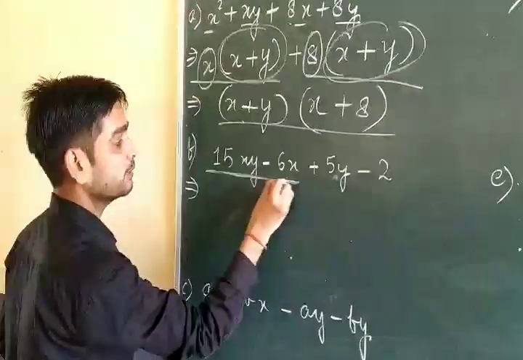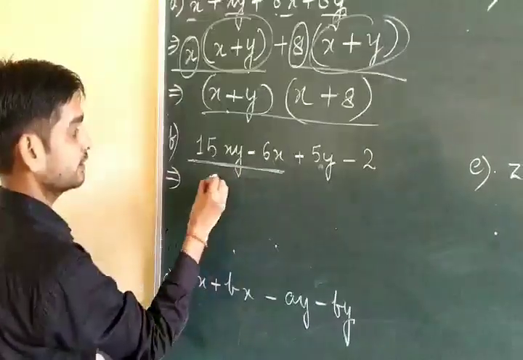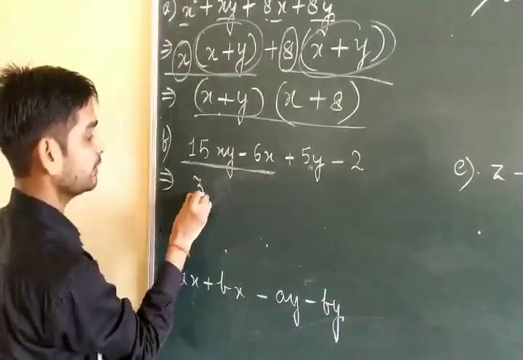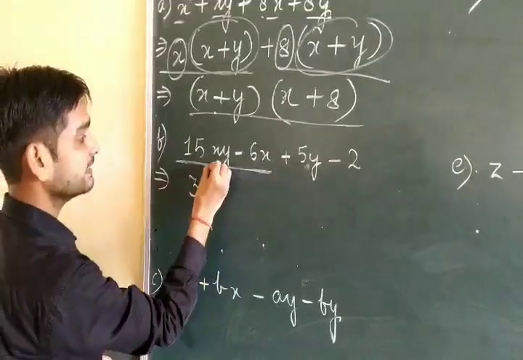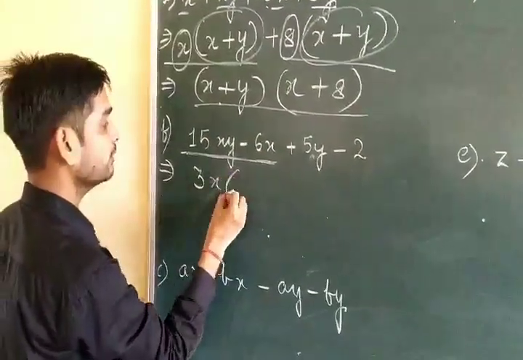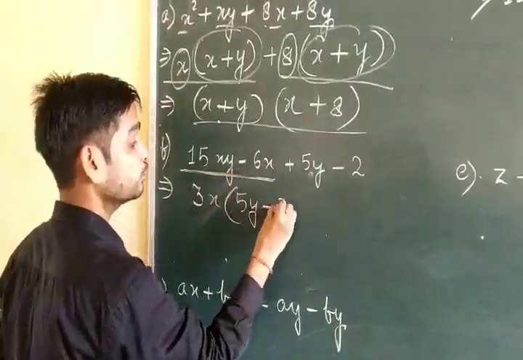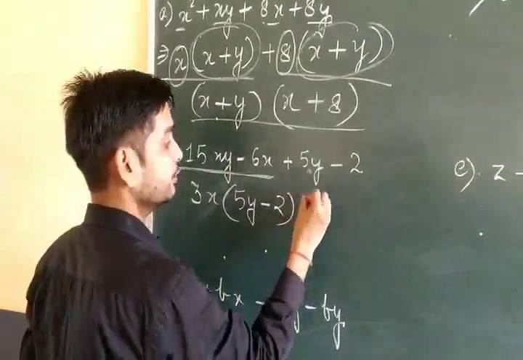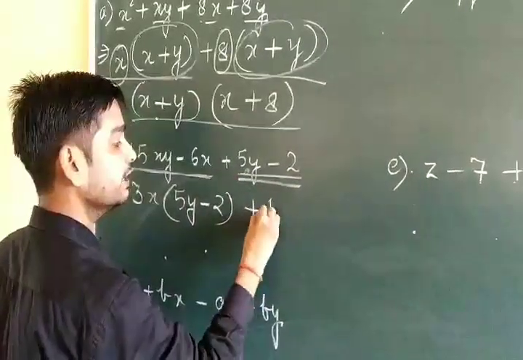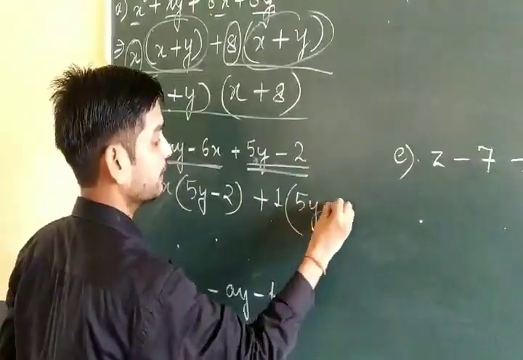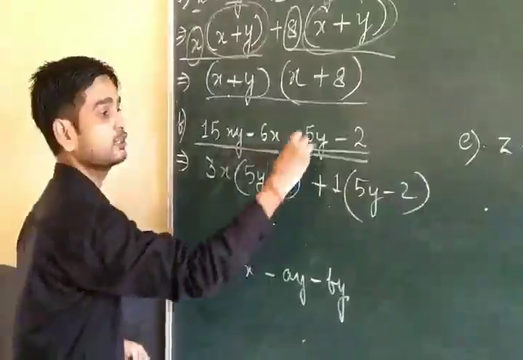Pick the common terms from both terms. Like we can take 3 as common and x is here, that means x will be common. So what will be remaining? 5y minus 3, 2 is 6. Similarly, you can see in both terms 1 will be the only common, that means 5y minus 2 will be remaining from the last two terms.